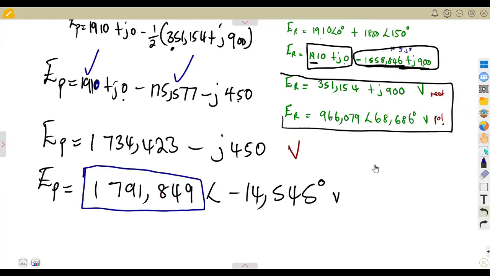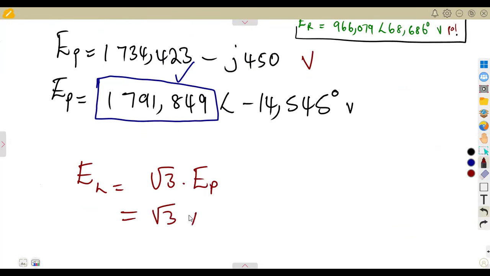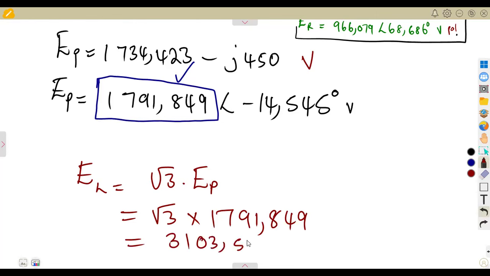So we need the magnitude there of EP, and this is the magnitude of the voltage. So the terminal voltage EL, because it's a star connection, is going to be square root of 3 times EP, which is for the phase. Remember, line. So that will be the square root of 3 times EP, 1791.849 volts, taking the magnitude. This was going to be 3,103.574 volts. So that is your terminal voltage at the end.